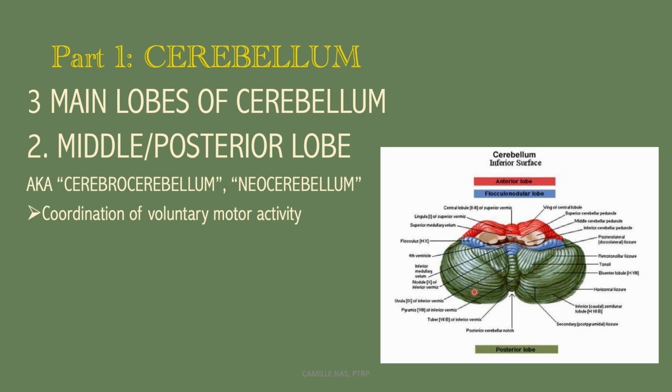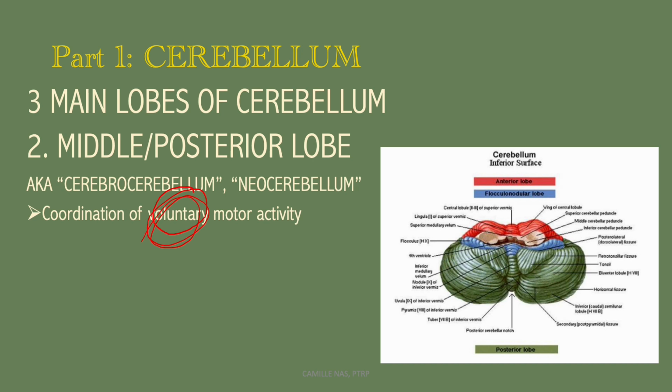That's why I said earlier, I took it back. You might get confused if I say coordinated activity or muscle activity. So this one, see, the posterior lobe, is specific for coordination of voluntary motor activity. Right? The voluntary keeps repeating. Okay.